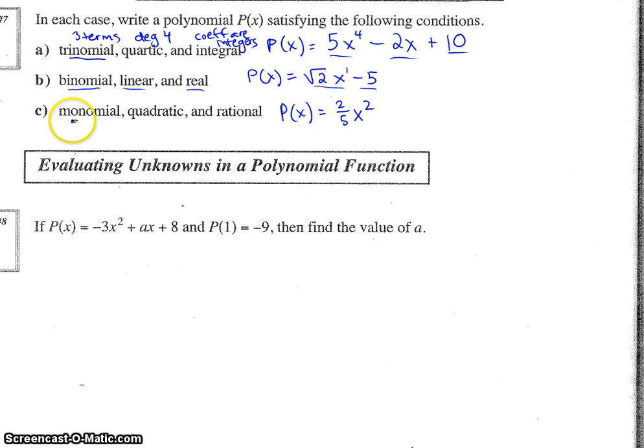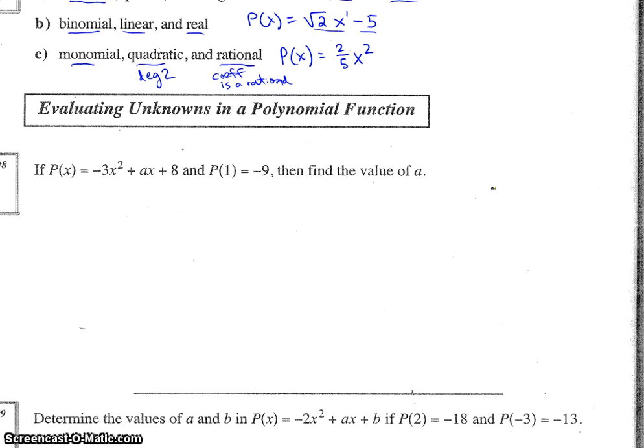Okay, next one, monomial. That's 1 term, okay? Quadratic means it's degree 2, okay? So I have to have a squared on my x, and then rational means I have to have a coefficient, and I only have 1 term. Coefficient is a rational number, or a fraction. So you have to make sure your coefficient on x squared is some sort of fraction. Okay, hopefully that went well.